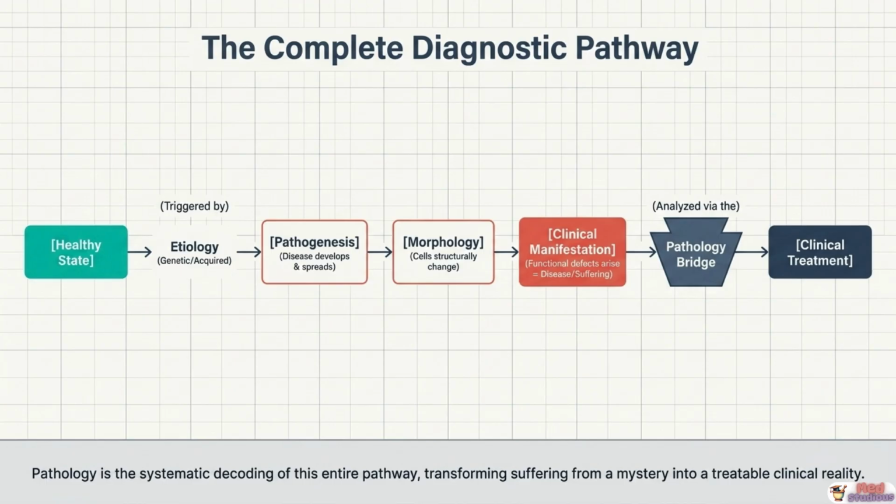The closing statement of this lesson encapsulates the entire discipline. Pathology is the systematic decoding of this entire pathway, transforming suffering from a mystery into a treatable clinical reality. In our upcoming lessons, we will take each component of this pathway: cell injury, inflammation, neoplasia, hemodynamics, immunopathology, and study it in the depth and detail that your examinations and clinical career demand.